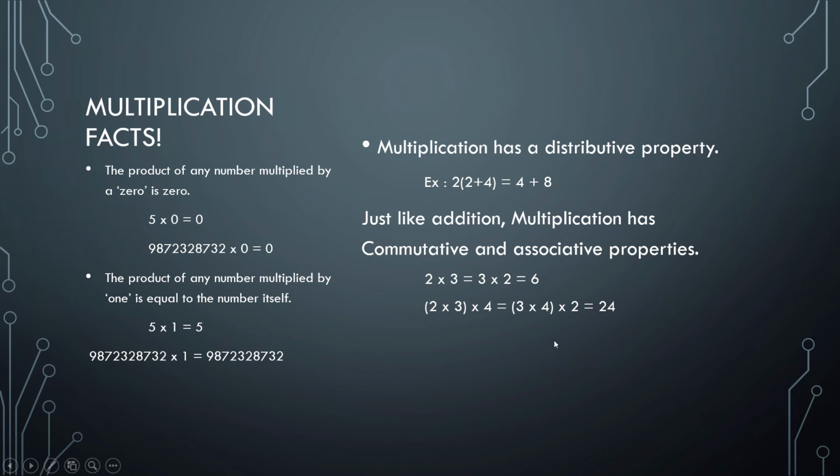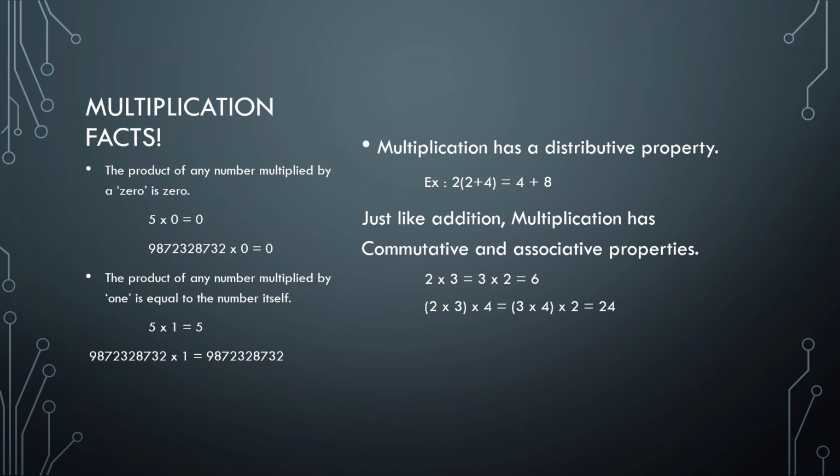Next fact is the product of any number multiplied by 1 is equal to the number itself. So 5 times 1 is 5. So any big number times 1 is that same number. So multiplication also has a distributive property, which gets a little advanced, but still 2 times, in brackets 2 plus 4, is the same as 4 plus 8.